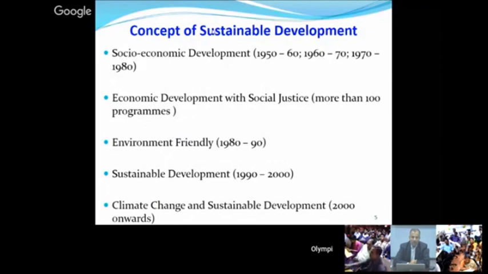Now let us see the development process in our country, how we are trying to grow, and what has happened in the last 70 years.